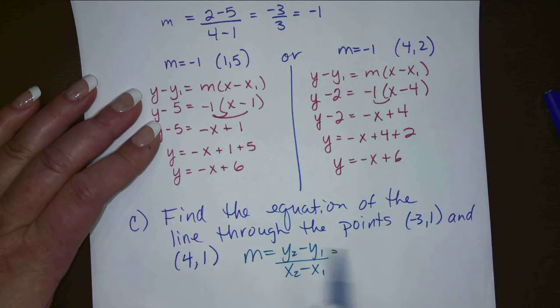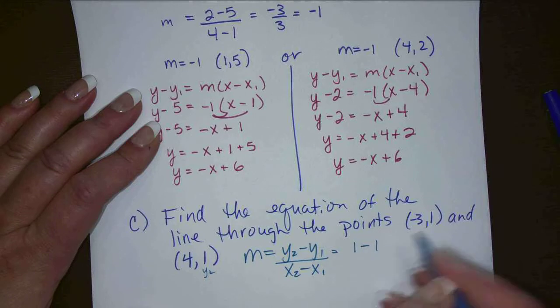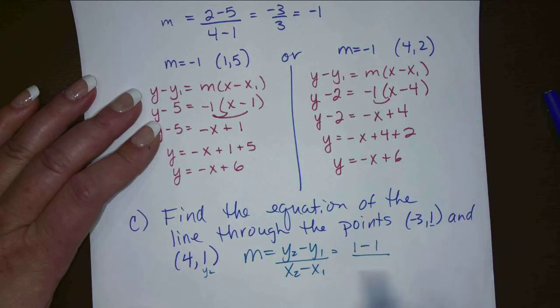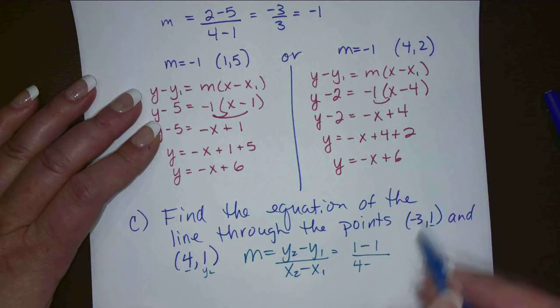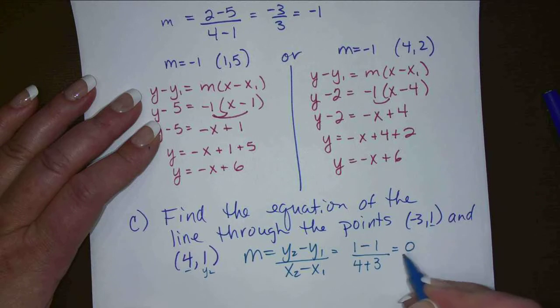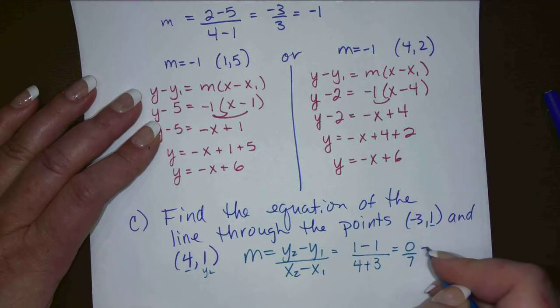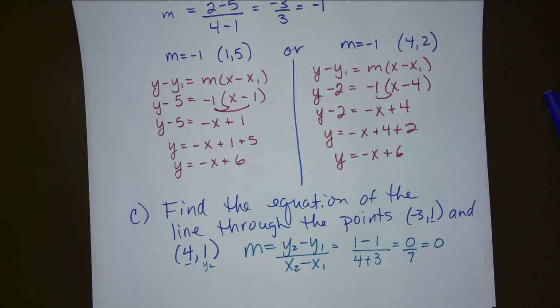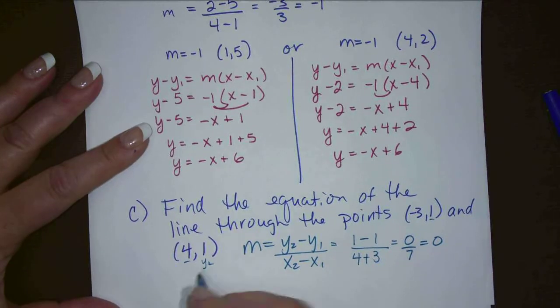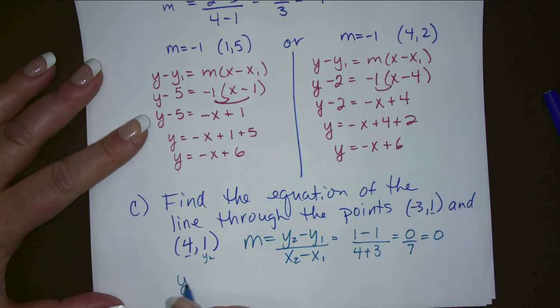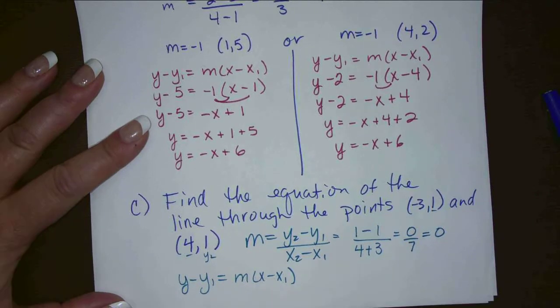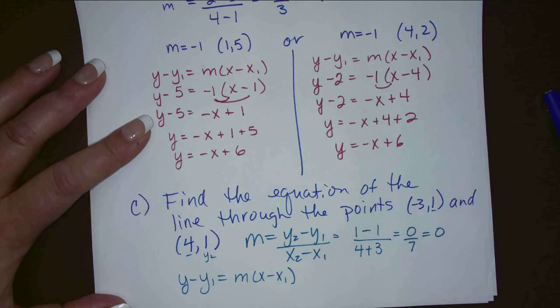So it doesn't matter which point. If we started with this one as our y2, so we would have 1 minus 1, 4 minus a minus 3, 0 over 7. 0 on top is okay, that's equal to 0, and 0 is a number, so that's okay. It means it's a horizontal line, and when you go to fill it in, you don't actually need to do this, because if you recognize that that's a horizontal line, the equation will be y equals a number.